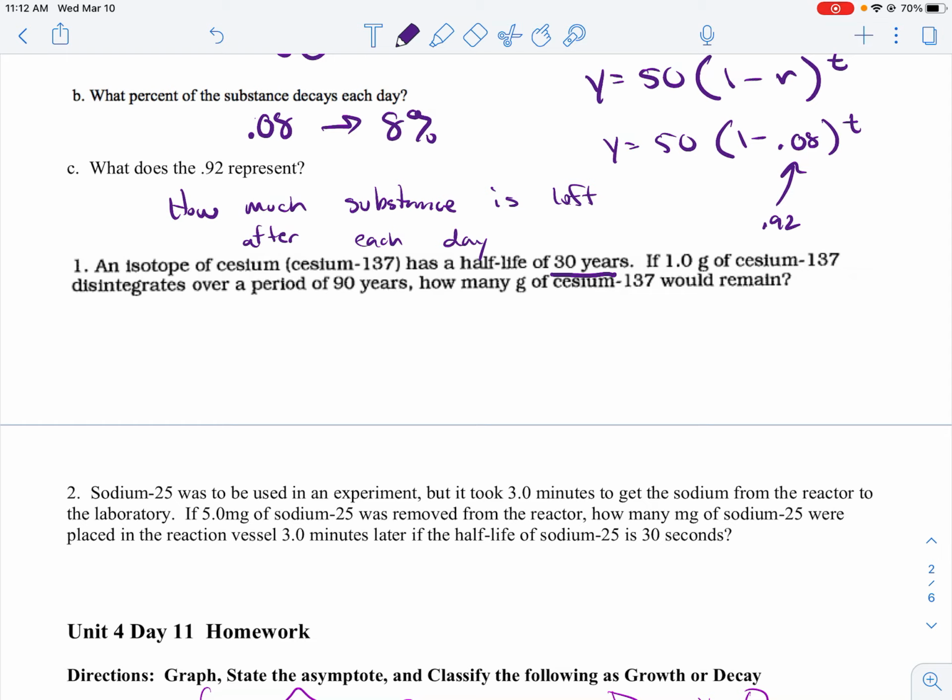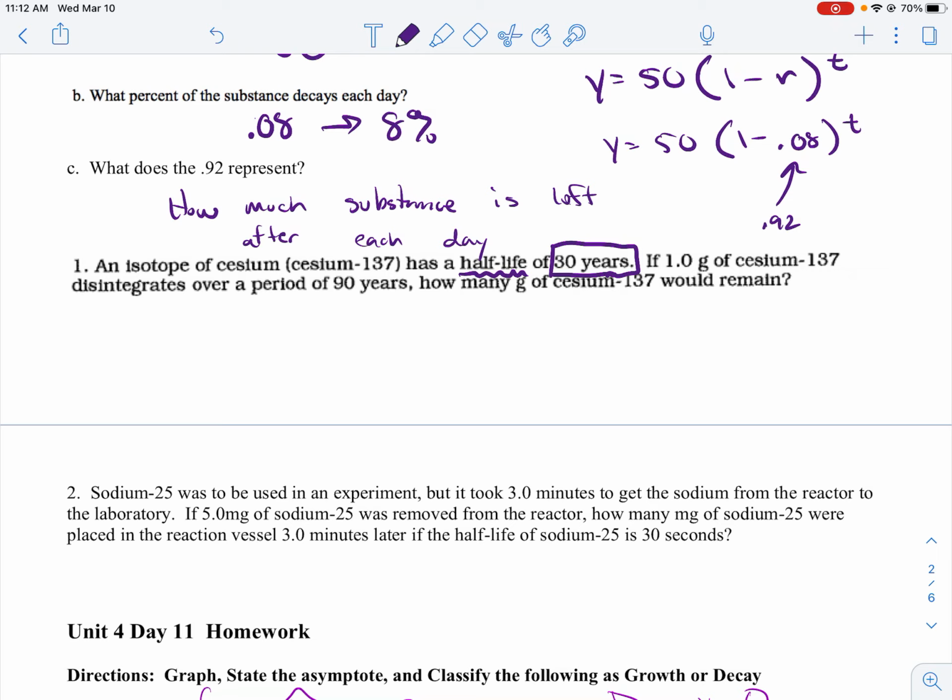Okay, so let's first talk about how fast these things are decaying. When we're talking about half-life, what that means is you have half of your substance left after each cycle. In this case, we're left with 1 gram of cesium. So after one cycle, we'll be left with half of what we started with, which in this case would be half a gram, right? And so we want to find out how much is left after 3 cycles. This cycle is represented by however many years, and so our cycle is represented by 30 years.